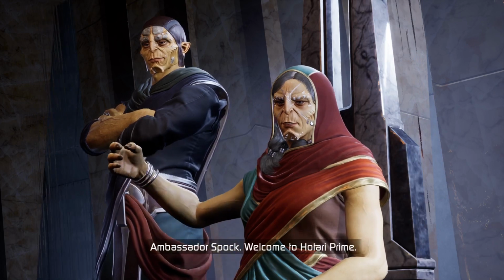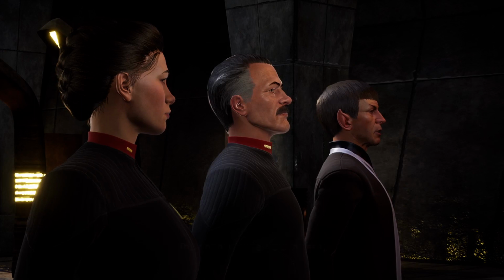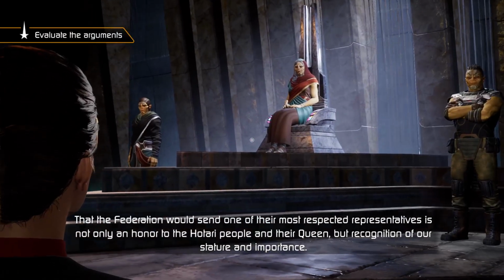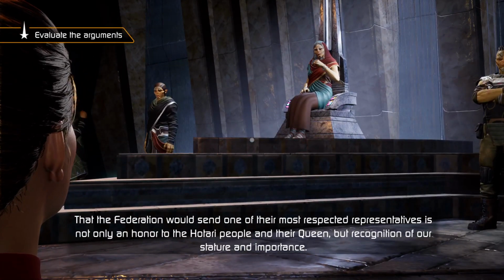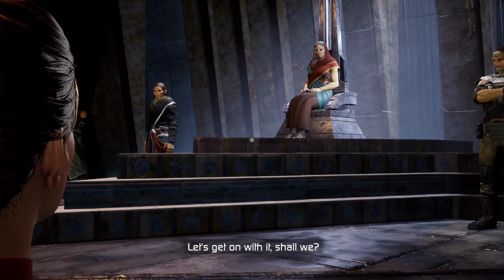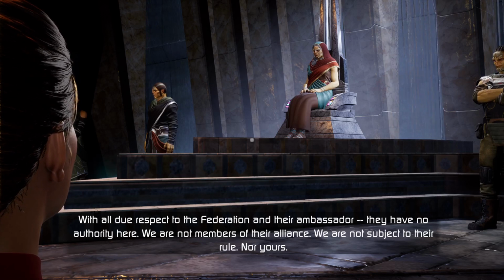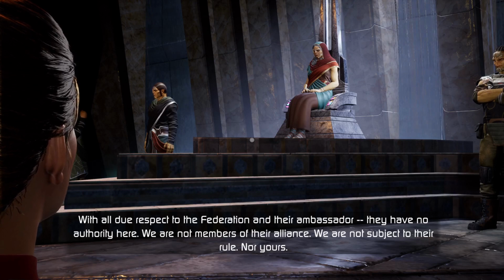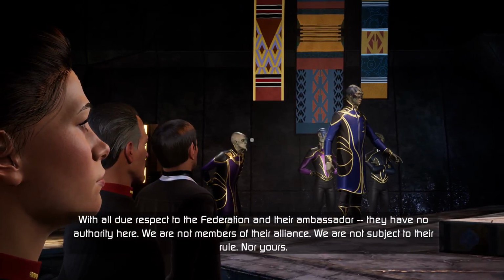Ambassador Spock, welcome to Voltari Prague. The honor is mine, Your Majesty. That the Federation would send one of their most respected representatives is not only an honor to the Hotari people, but recognition of our stature and importance. Let's get on with it, shall we? With all due respect to the Federation and their ambassador, they have no authority here. We are not members of their alliance. We are not subject to their rule, nor yours.